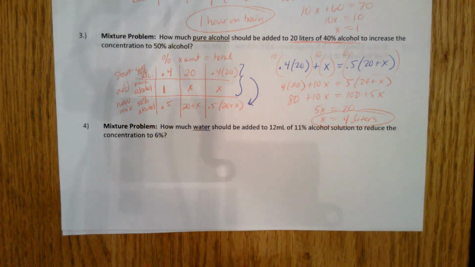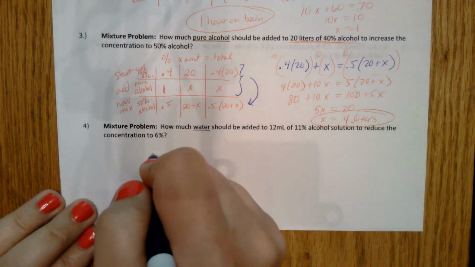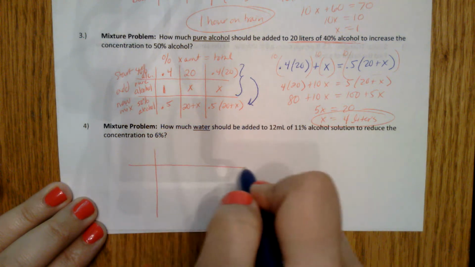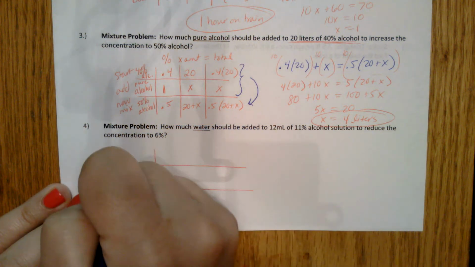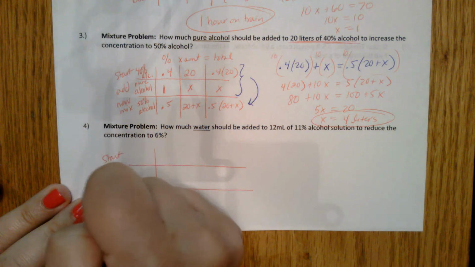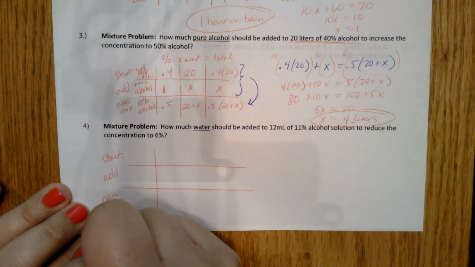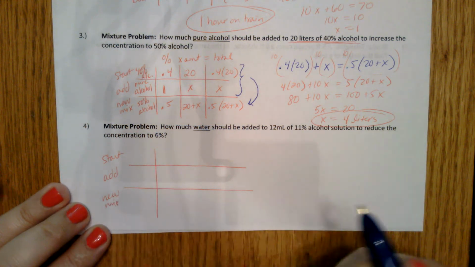Okay, we're going to do another one of those, but this time we're going to add water. So things are going to be quite similar here. Again, I got my 3 columns. What do I start with? What am I adding? And what would my new mix be?